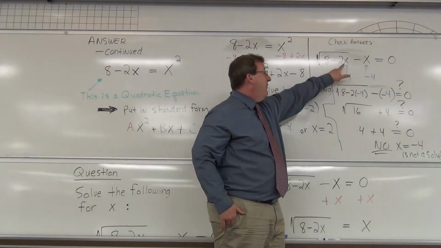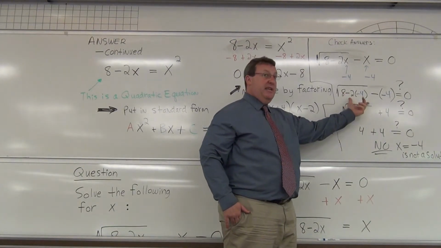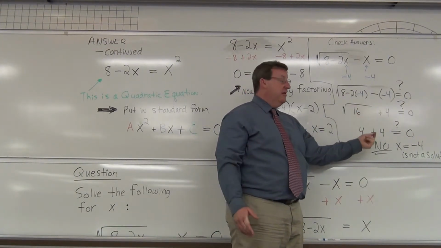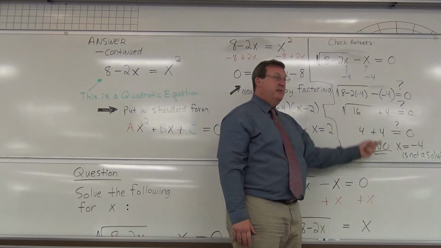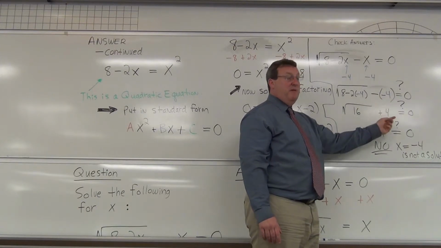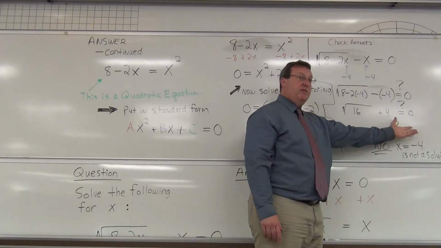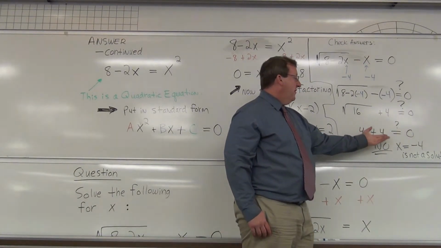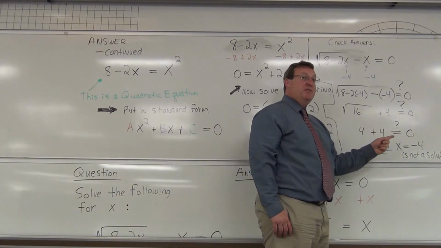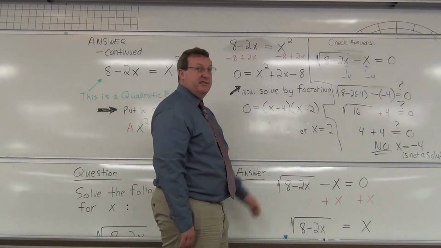Well, when we plug in negative 4 wherever you see an x, we end up getting 8 minus 2 times negative 4. And minus minus gives you a plus. So this becomes the square root of 16. Then you have a minus an x, which is a minus a negative 4. Do you remember minus minus again? Gives me another plus 4. Is this equal to 0? 4 plus 4, does it equal 0? No. So what does that mean? It means x equals negative 4 is not a solution. Come over here and say, no, you're not a solution.